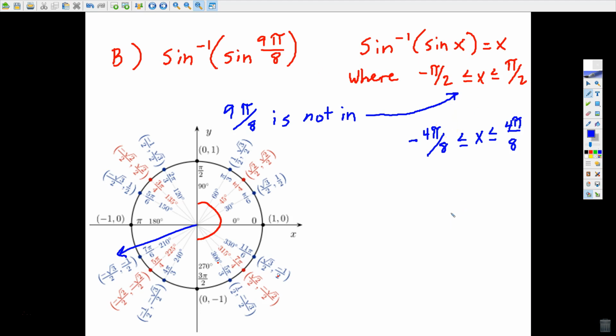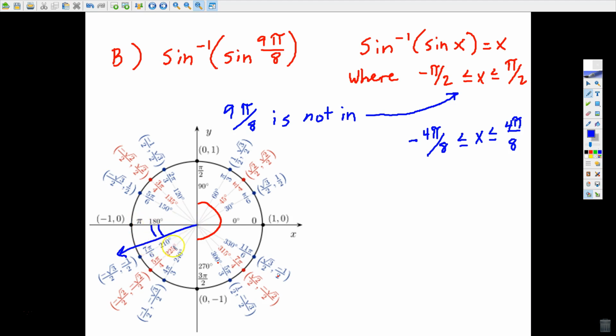So what do we do? Well, first of all, let's think about what sine is in this quadrant where I've drawn this blue terminal side. What is the sign of sine in quadrant 3? Negative. Okay, so here's what we're going to do in cases like this. Remember reference angles? The reference angle for 9 pi over 8 would be this little deal right here. It's that angle that's formed between the x-axis and my blue line.